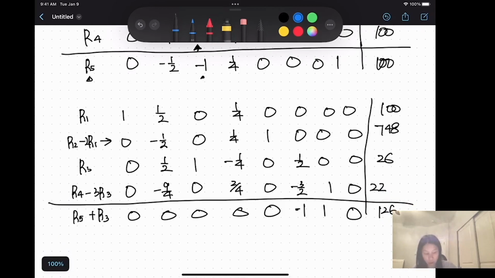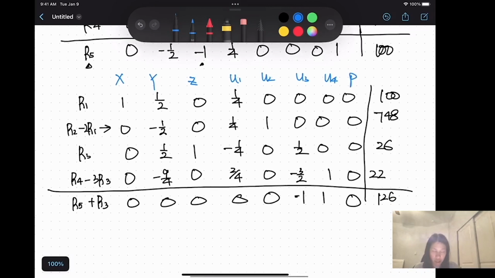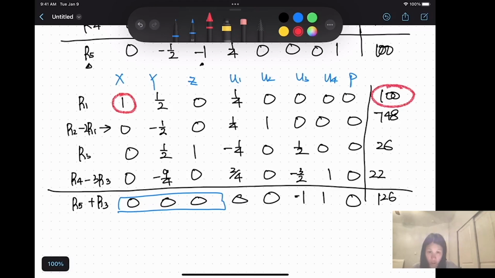So I'm going to record this. This is X, Y, Z, U1, U2, U3, U4, P, and that's the profit. Now, since these are all 0, they don't have any negative numbers. That means we're done in here. Now let's look at which variable has a 1 as its coefficient. This one equals 1. So that means X is going to equal 100.